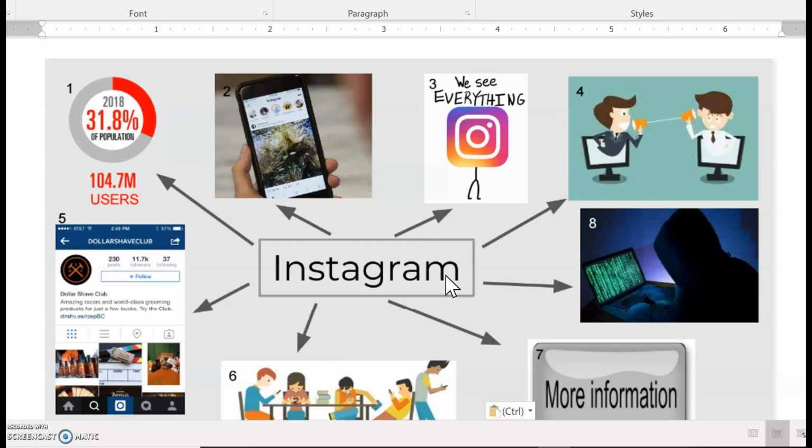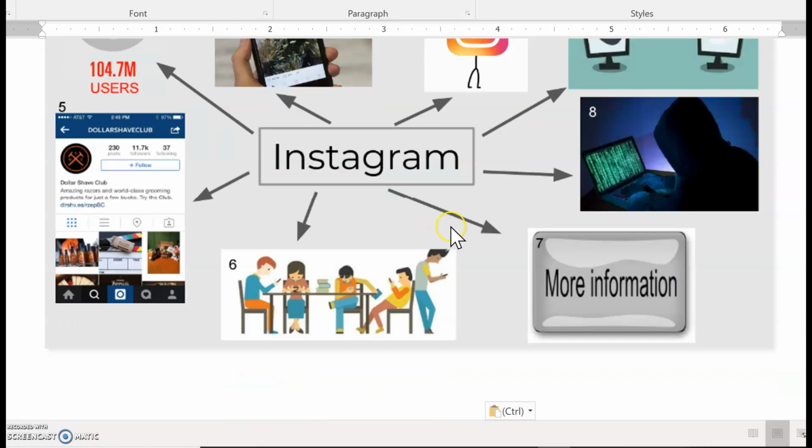Picture number 2, which somebody's holding up a smartphone with their Instagram account opened on it, there is a number 2. The only thing that needs to be changed about this particular infographic is that the numbers are at the top left corner and they should be at the bottom. Let's take a look at another infographic.